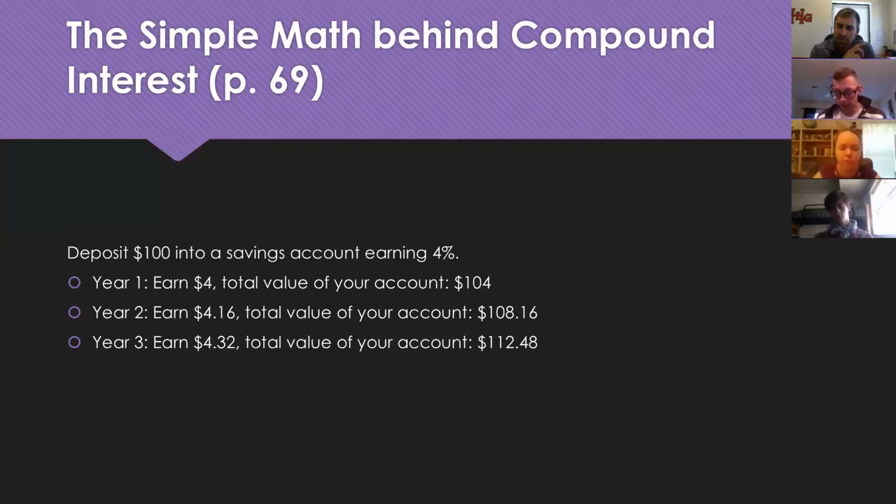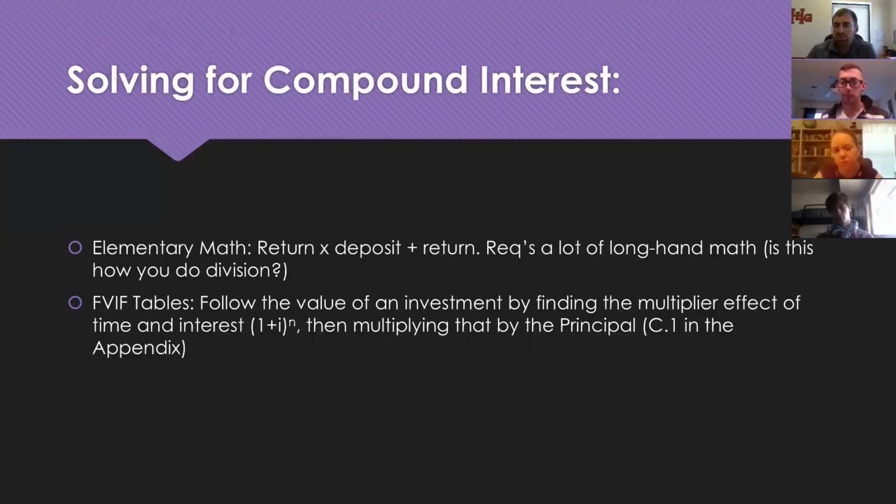It doesn't sound like 16 cents is much, but whenever we start using compound interest, we're working with exponents. This isn't like a multiplication question. And when you're working with exponents, it's going to be parabolic in the way that it grows. So in year three, we would earn $4.32. We'd have $112.48. And gradually and surely you would see that growing more rapidly in terms of interest, which is exciting. I think that's how people become rich.